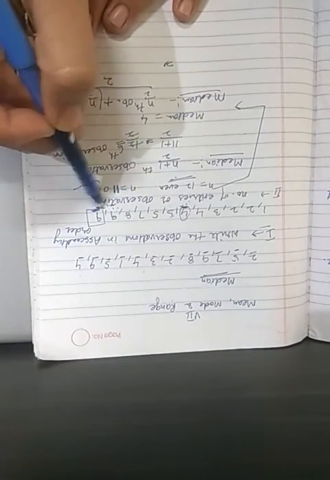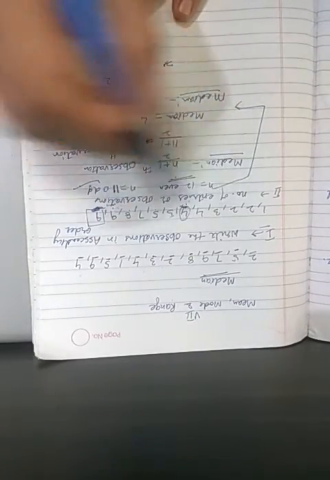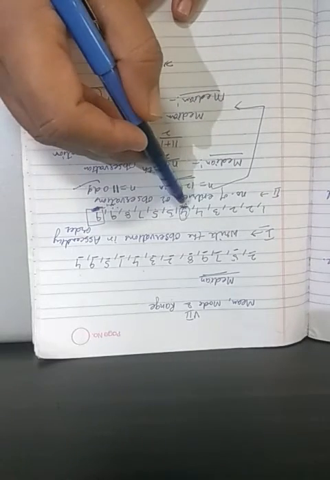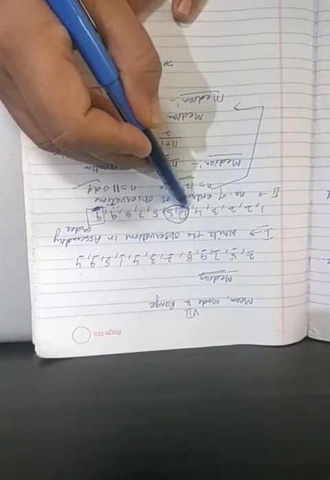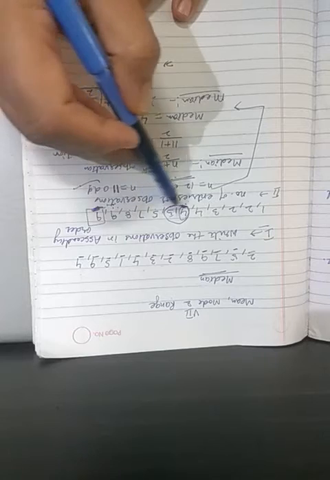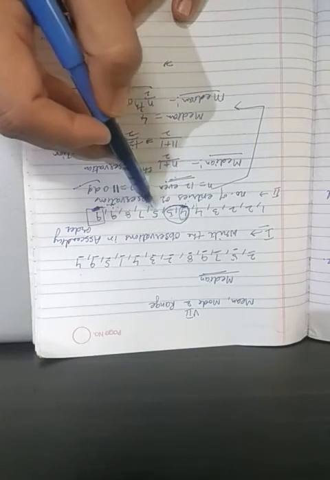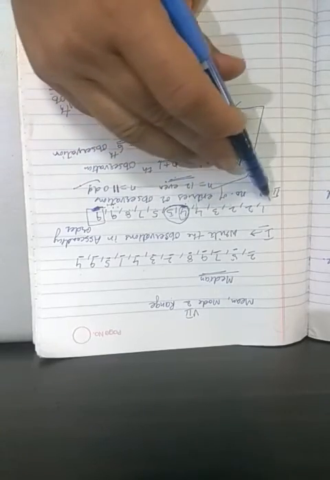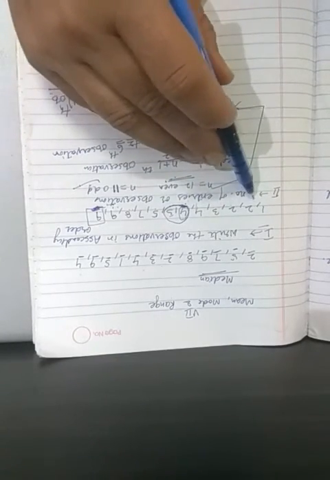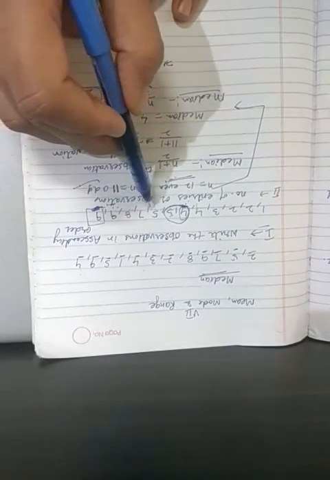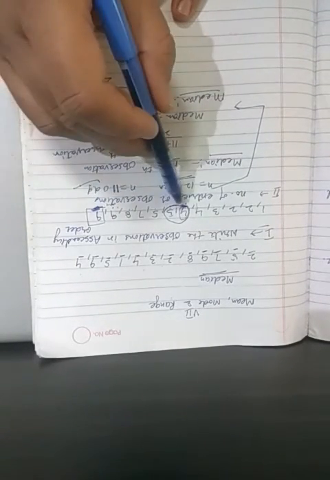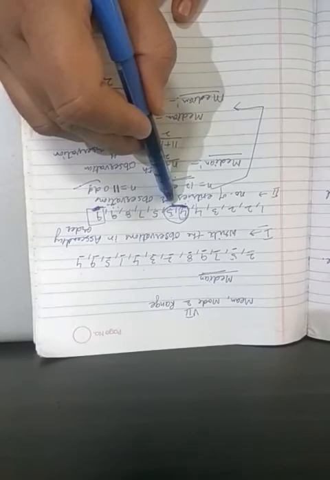But if we add 9 also, then we have a total of 12 observations. Then our middle terms will be these two terms. Here we have 5 observations before these two observations and 5 observations after these two observations. So our middle terms will be these two observations.